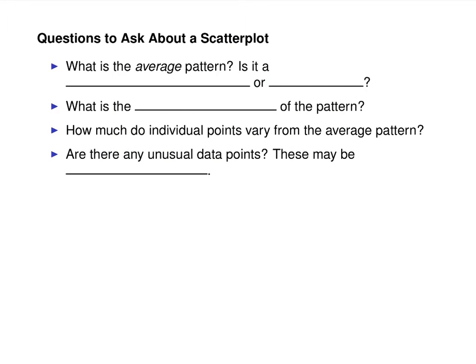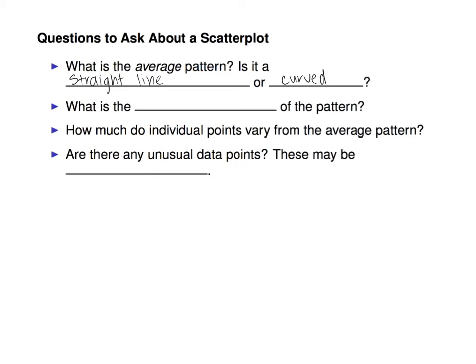So when you have a scatter plot, some of the things to ask yourself, first of all, is what is the average pattern? Is it a straight line? Or is it curved? So for example, you might expect height and weight to more or less be a straight line as height increases, weight increases, but something like temperature versus time of year would definitely display a curved pattern.